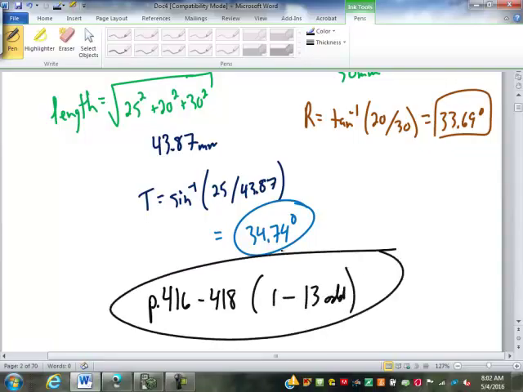In your packet, 416 to 418, 1 through 13, the odds. This is your last homework assignment for the year.